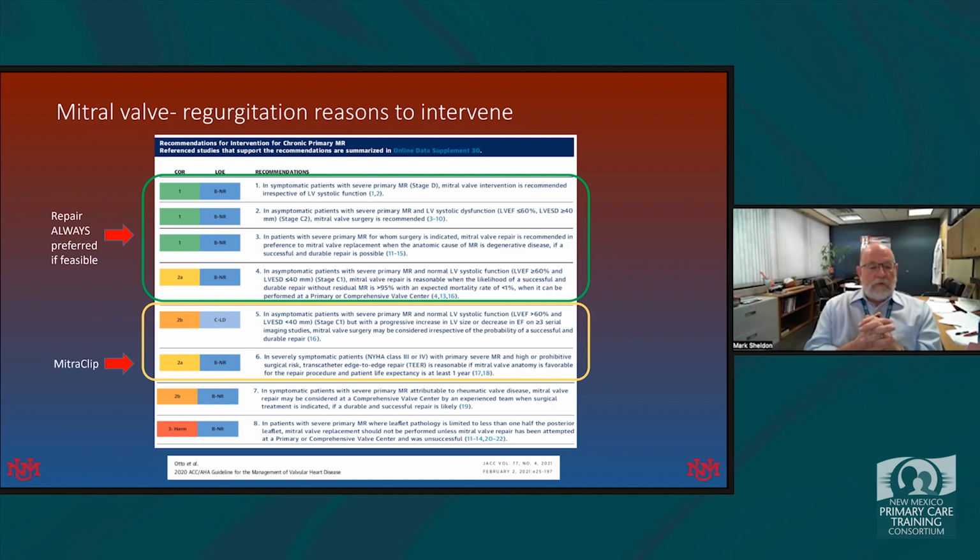So the key things I have here on the left is repair for mitral regurg is always preferable if it's feasible, especially in asymptomatic patients. But there are definitely patients that you might not be able to repair. Replacement is what will need to happen. And this one right down here, severely symptomatic patients with primary severe MR, note it's primary, still the data is out on secondary MR. These are candidates for the mitral clip, which is a percutaneous procedure to essentially reduce the amount of MR.